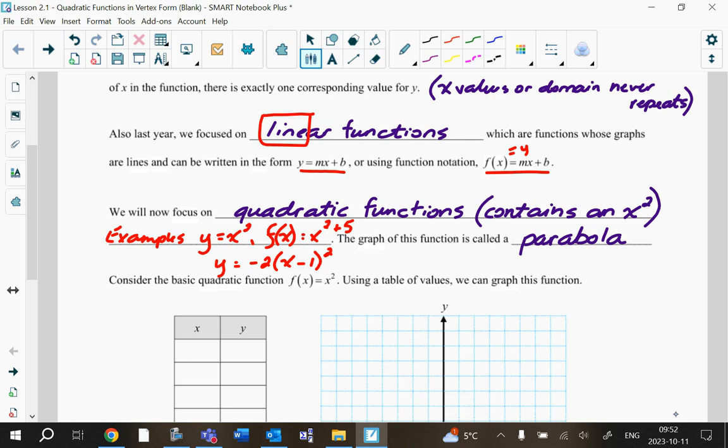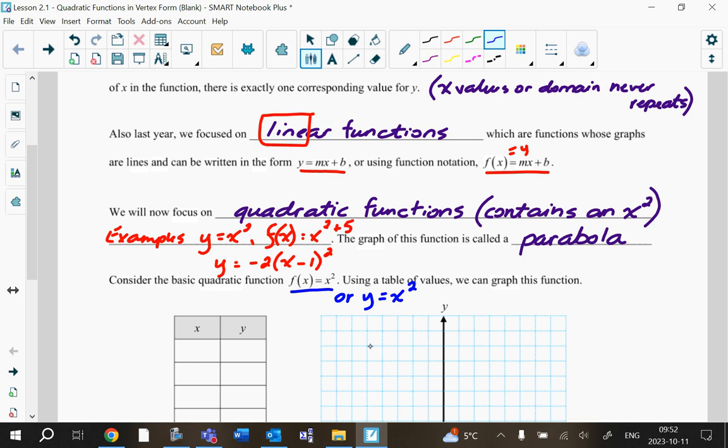Let's look at the most basic quadratic function. What's the most basic quadratic function? This one. F of x equals x squared. Or y equals x squared. They mean the same thing. F of x just means it's also a function. So just y equals x squared. Nothing in front of the x squared, no parentheses, nothing after the x squared, just x squared.